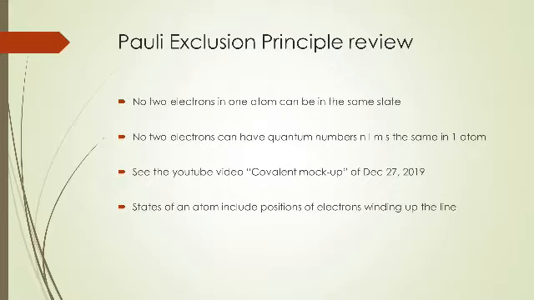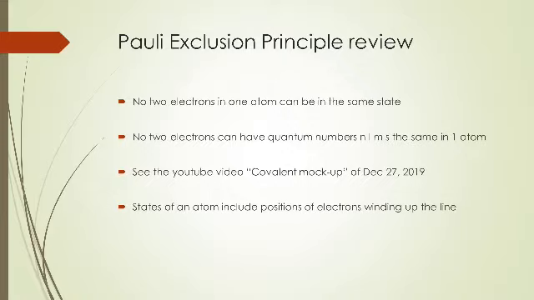For example, in the iron atom, if you had 26 protons, you'd have 26 little subuniverses like springs, and they would not cross each other. They would be rebounding. And now the Pauli exclusion principle says that no two electrons in one atom can be in the same state. They also talk about the quantum numbers, so that no two electrons can have the same quantum numbers, N, L, M, and S, in the same atom. That's the important part. You can see the YouTube video I made of the covalent mock-up from December 27th.